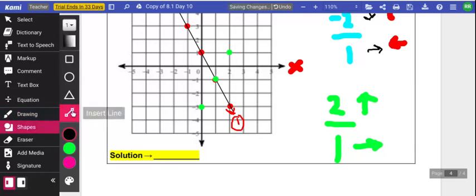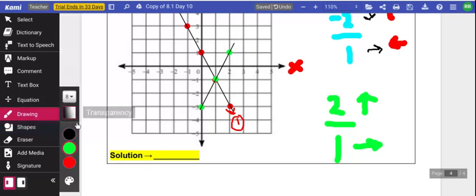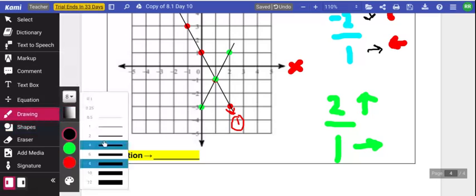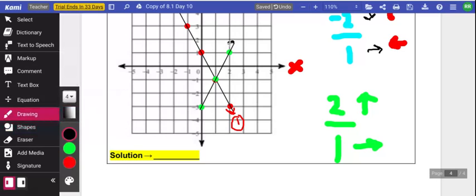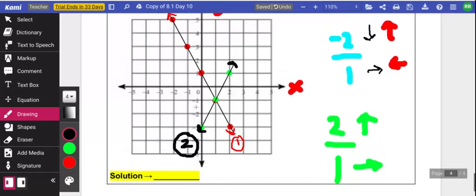Insert line. Click and drag. Oh, that wasn't very good. So Control Z to undo. Click and drag. Okay. And of course, arrows on the end of the line to show that the line continues forever in both directions. Put a little 2 and circle it. That's line 2 that comes from equation 2.